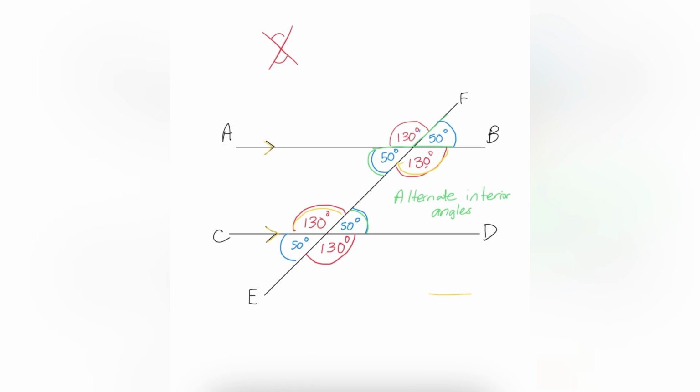And you look for them because they're kind of like a Z shape, right? So this is the Z shape. Here's your parallel line, here's your parallel line. And these angles here, those are called your alternate interior angles, and they're equal. So you look for the Z shape for those.